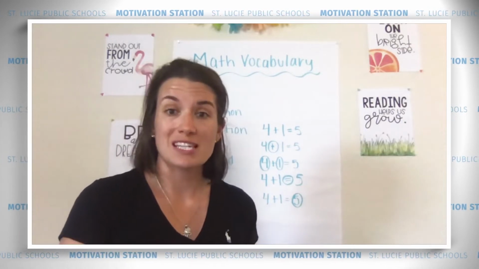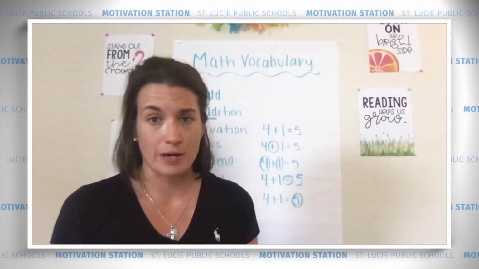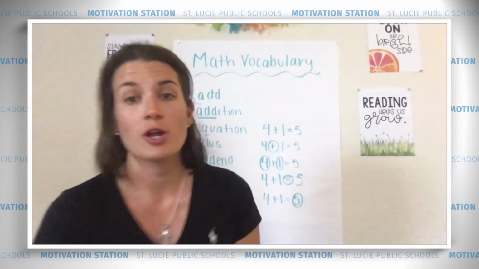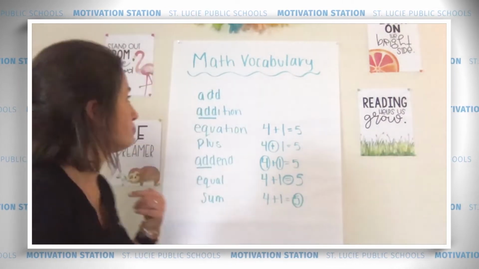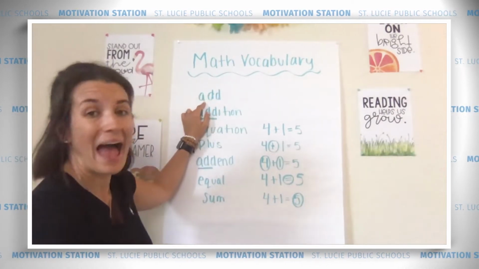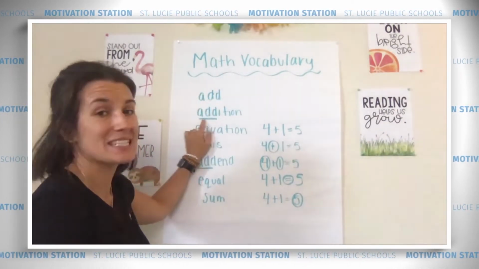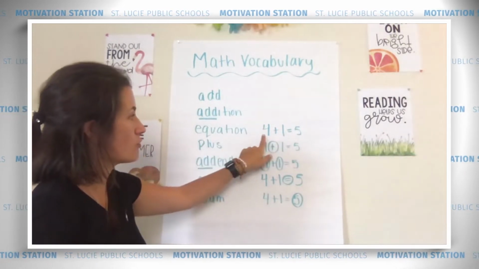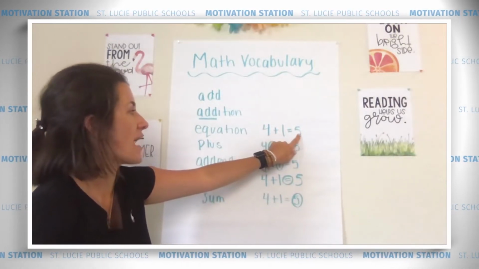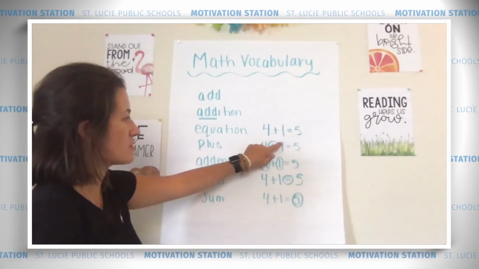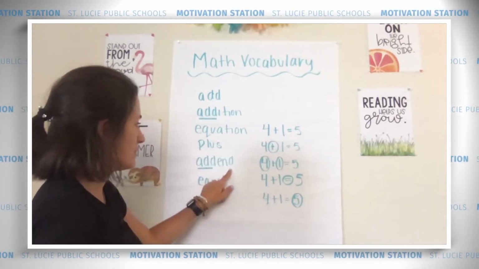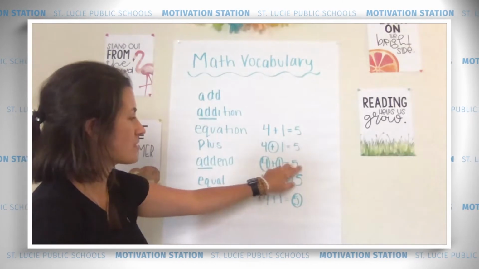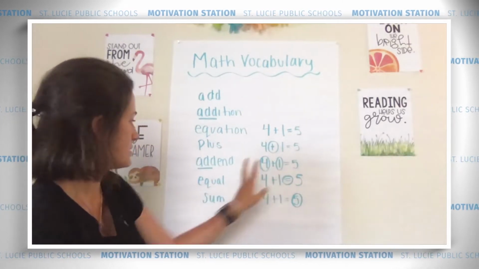Now, in our first lesson, we went over lots of vocabulary words, really big words, and I want to go over them again before we get started. Let's say them together. Add, addition, equation, and here's our equation. 4 plus 1 equals 5. Plus, there's the plus sign. Add-in, 4 plus 1 equals 5, and 4 and 1 are those add-ins.